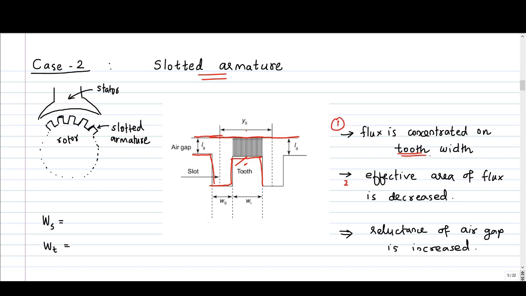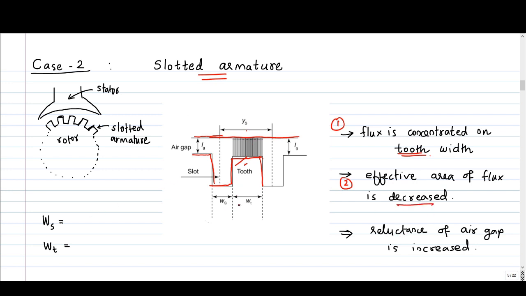Then when the flux concentrates on the tooth width, effective area of flux distribution is decreased. Previously we had uniform flux distribution throughout the slot pitch YS. Now it is reduced to the tooth width, so the effective area is decreased. So reluctance is inversely proportional to area, so the reluctance of the air gap is increased. Because area is decreased, so reluctance will increase.